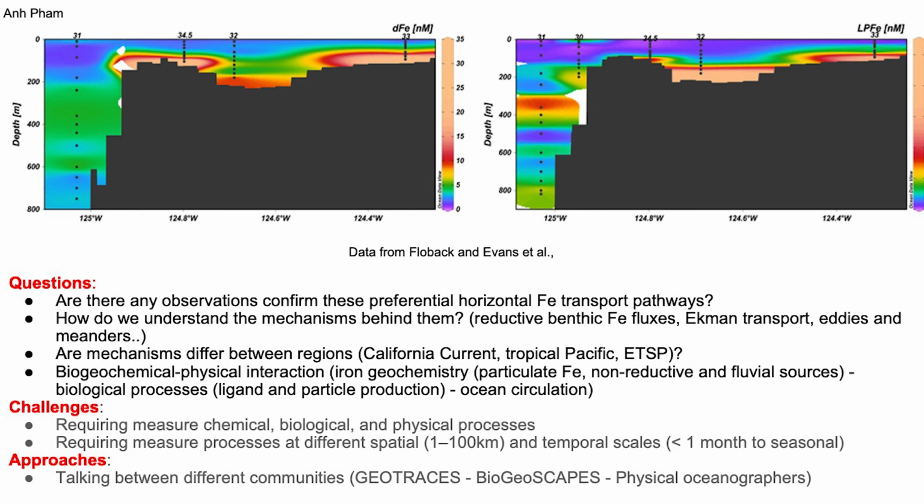For example, the project that we're focusing on and showing in the video here focuses on the Oregon coast, the California Current. But how are the mechanisms going to be different if we focus on the tropical Pacific, on the ETSP?